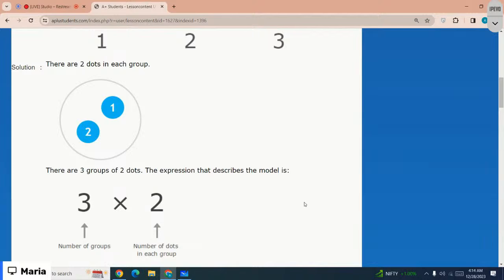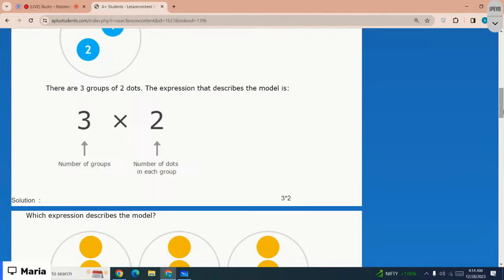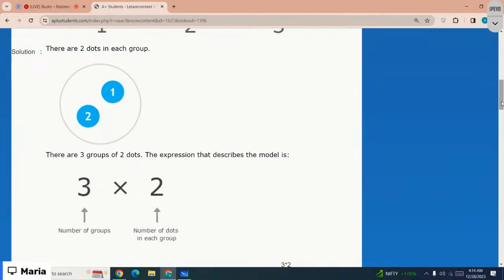You can do 3 times 2. You can write it like this: 3 times 2, 3 groups in total, and in every group you have just two dots, so you can write it as 3 times 2.